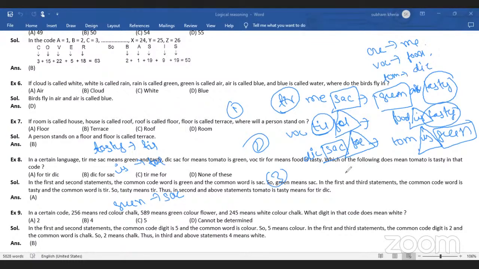Now the question says, which of the following means tomato is tasty? Now look, for "is" I got for, for "tasty" I got ter, and for "tomato" I got dick. So dick, for, ter must be there. Look, for, ter, dick. Order does not matter. The symbols matter. So option A is correct.